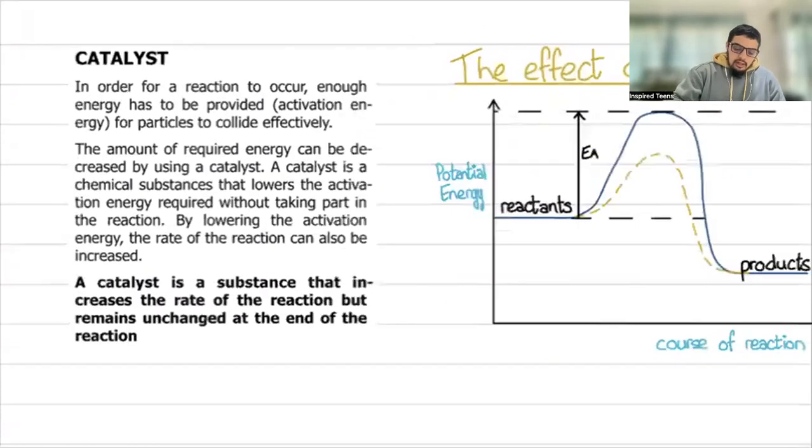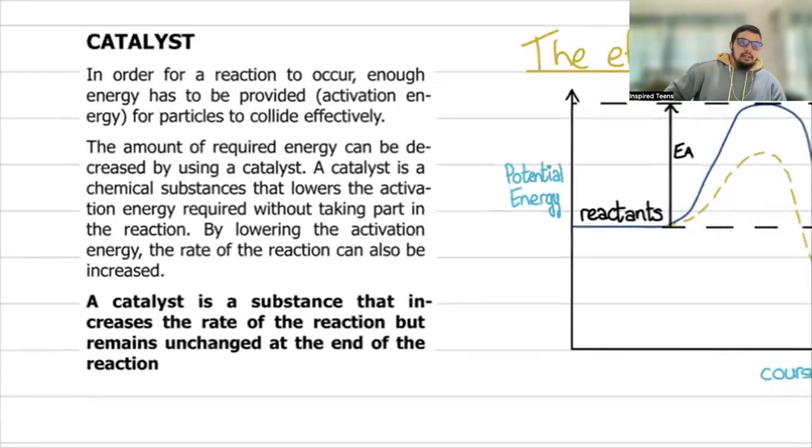Okay, let's read this definition. A catalyst. In order for a reaction to occur, enough energy has to be provided for particles to collide effectively. So this is known as the activation energy, actually. We know this. In order for the reaction to occur, we have to have enough energy. And here they gave you the reason, because we need particles to collide effectively.